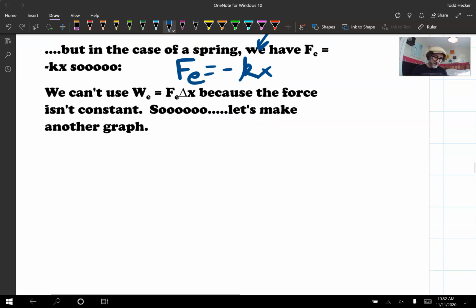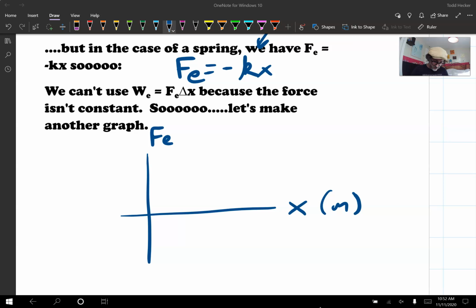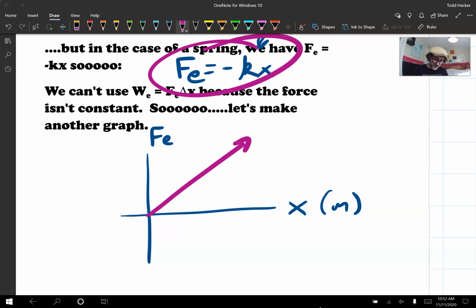All right, so let's make another graph. So what I'm going to do is, once again, I'm going to put my elastic force on the vertical axis. I'm going to put how much we stretch the spring on the horizontal axis. And if I graph this, it's just going to give me a nice straight line with a slope of K, right? Okay, oops, upside down, isn't it? Sorry. It's going to go down.